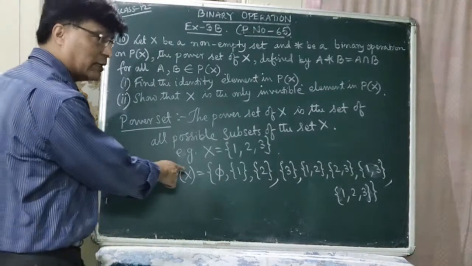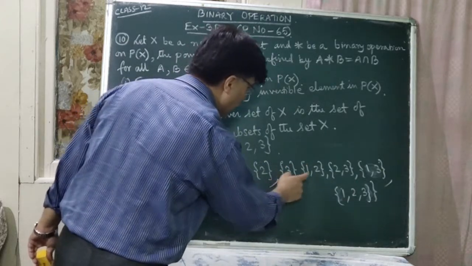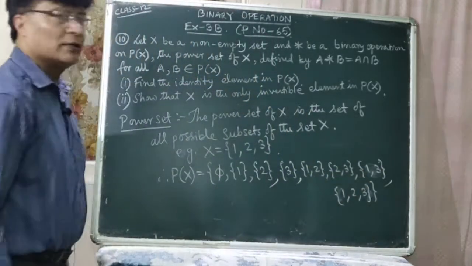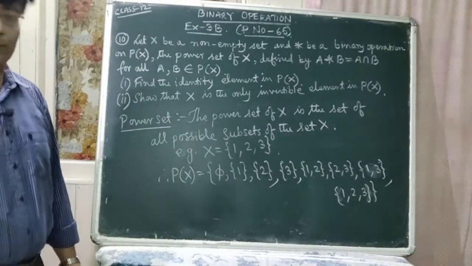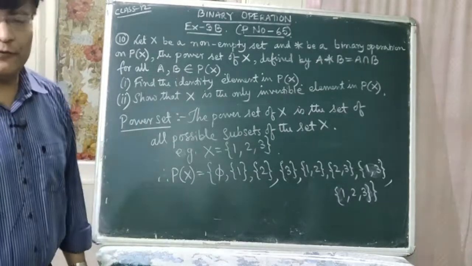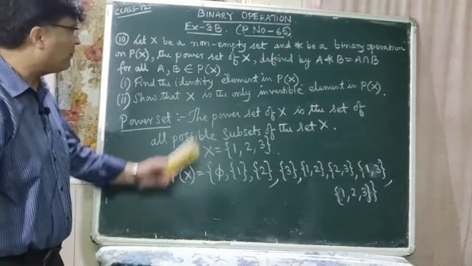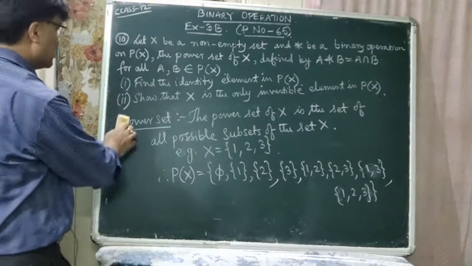So how many elements should be there? 2 cube, which means 8. 1, 2, 3, 4, 5, 6, 7, 8. So these are the elements of the power set of X. I think you have understood power set. For this problem, you should have the knowledge of power set. So I think you have understood it. Okay, so let us do this question now.